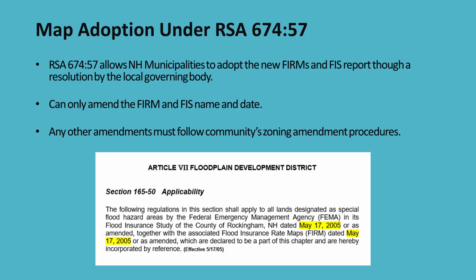Additionally, NFIP minimum requirements include provisions in local site plan review and subdivision regulations, which, if needed, will need to be amended by the local planning board prior to the effective date of the new FIRM and FIS reports.